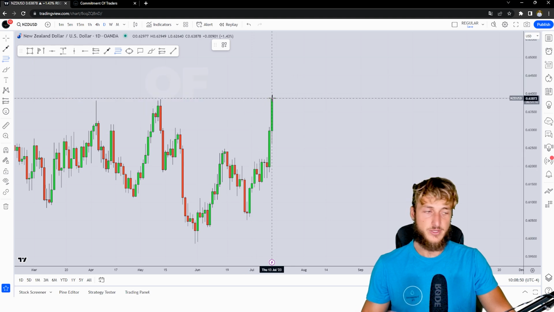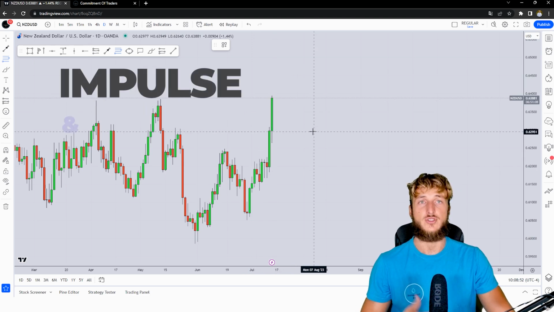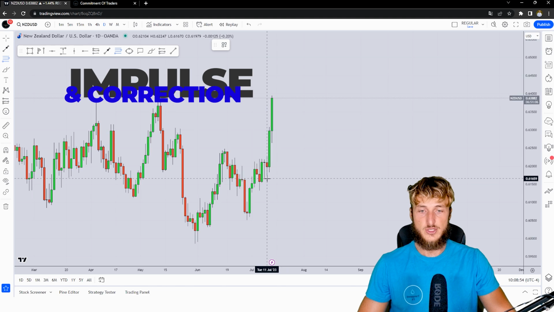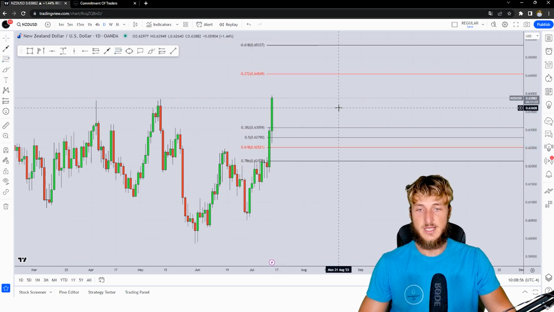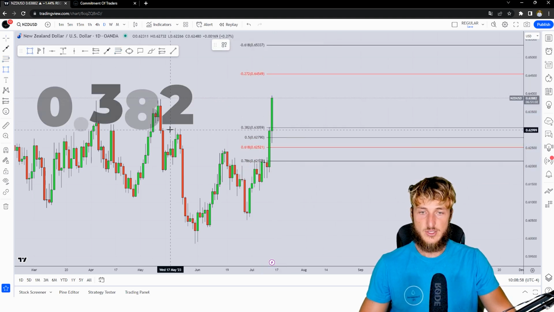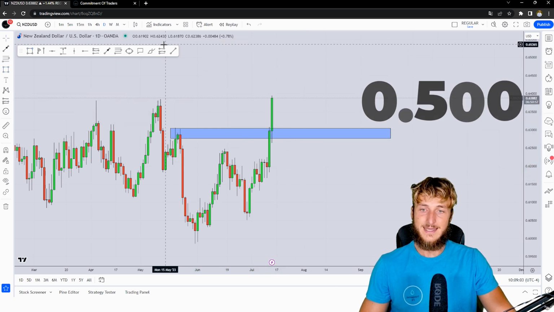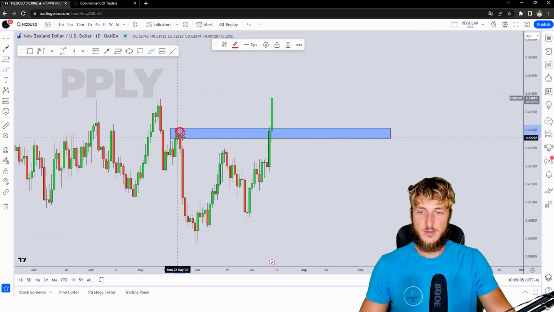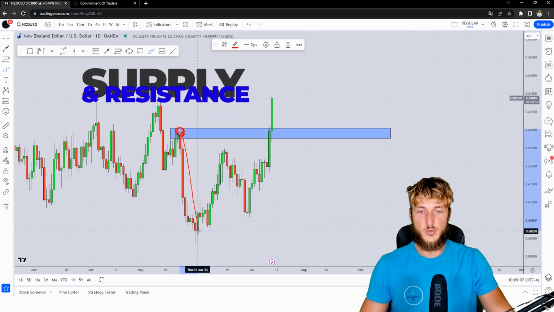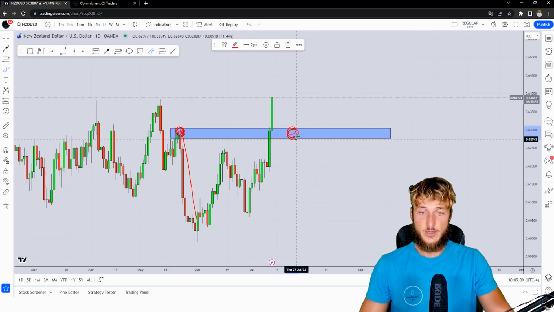And since we have an impulse, if we want to measure the correction, what we have to do is take our Fibonacci from the low to the high of the impulse leg, which shows us how we have a 0.32 and 50% retracements, which are currently lining up exactly with this previous level of supply and resistance from which all this move to the downside was created, which is now turned support here.